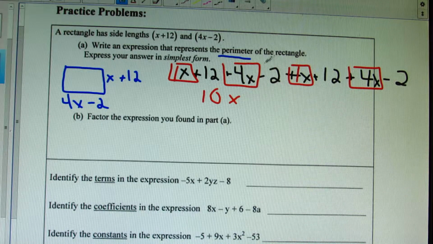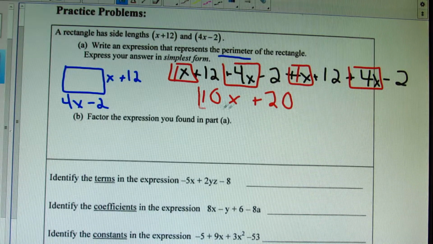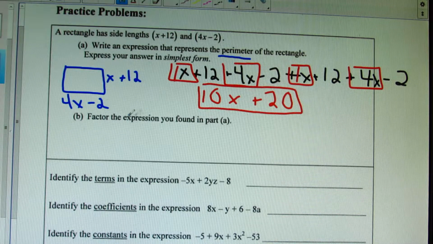Positive 12 minus 2. Another positive 12. Another minus 2. That makes positive 20. Final answer on this part is 10x plus 20. Part B says factor my answer.